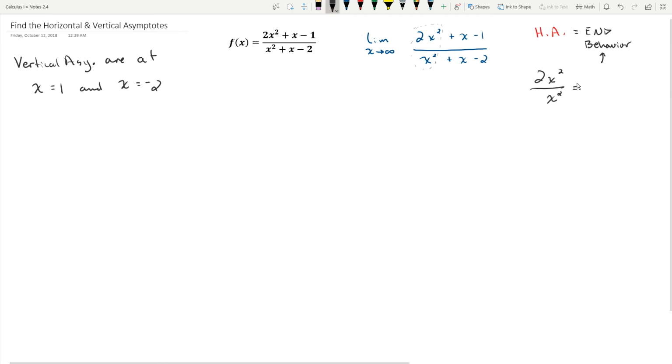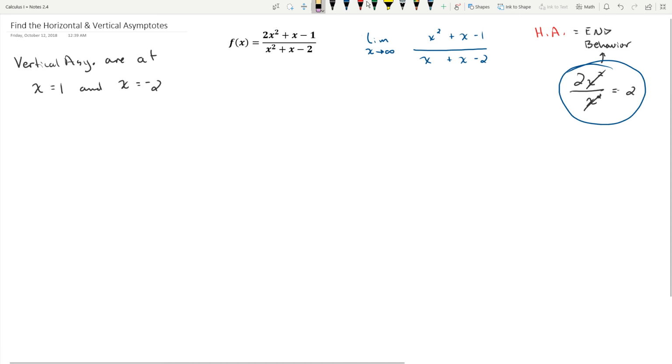So this will reduce to just 2. So we're guessing right now. I don't want you to use this as how you solve these horizontal asymptotes, but we are going to say that as we start solving this, we are probably trying to find a value 2. So let's see if we can do that mathematically.